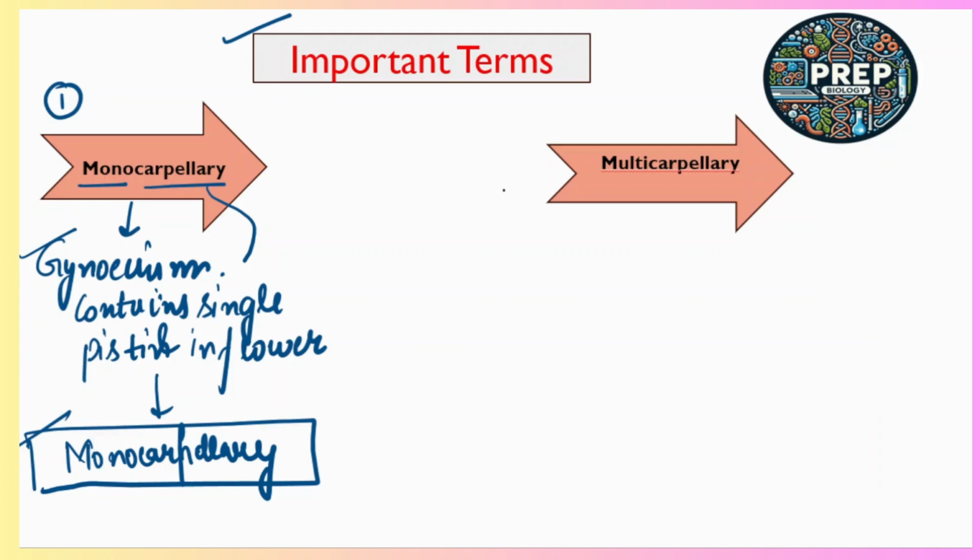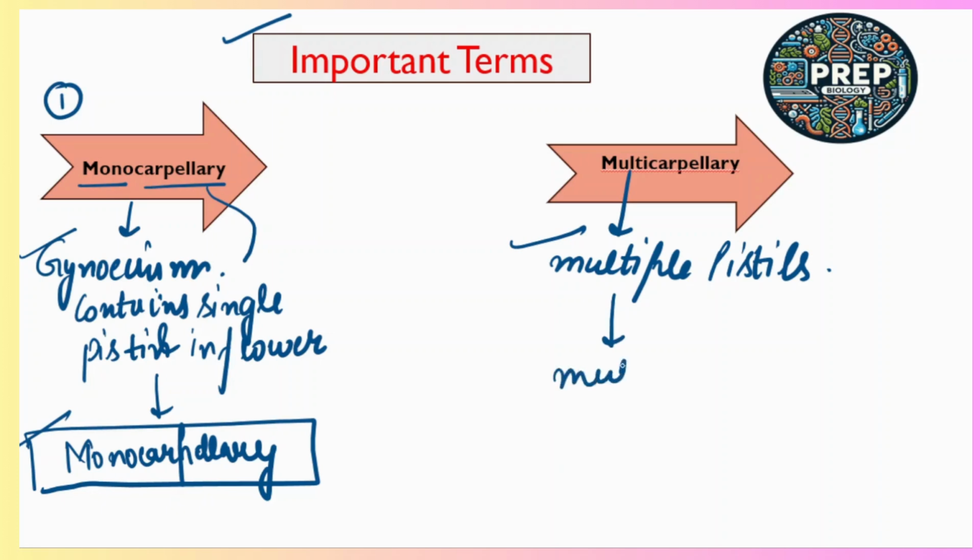Okay. So what do you mean by multicarpillary? Multi means multiple pistils are present. When the gynoecium contains multiple or more than one pistil, that condition is called multicarpillary ovary or multicarpillary gynoecium. Is it clear? So these terms are very important. Make sure you note it down: monocarpillary has a single pistil present, multicarpillary has more than one pistil present in a flower.